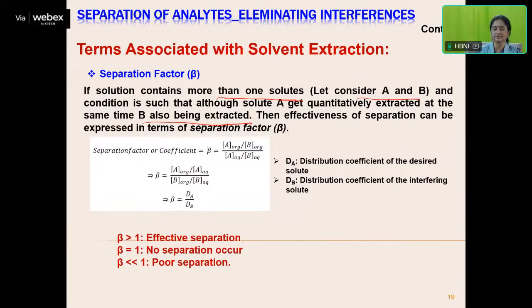So this is the equation for separation factor: A organic by B organic divided by A aqueous by B aqueous. And finally it gives that the separation factor is nothing but the distribution ratio of A by distribution ratio of B. I want to convey to you that if separation factor is greater than 1, then effective separation happens. If beta equals 1, then there is no separation. And if beta is less than 1, then there is a poor separation between these two.